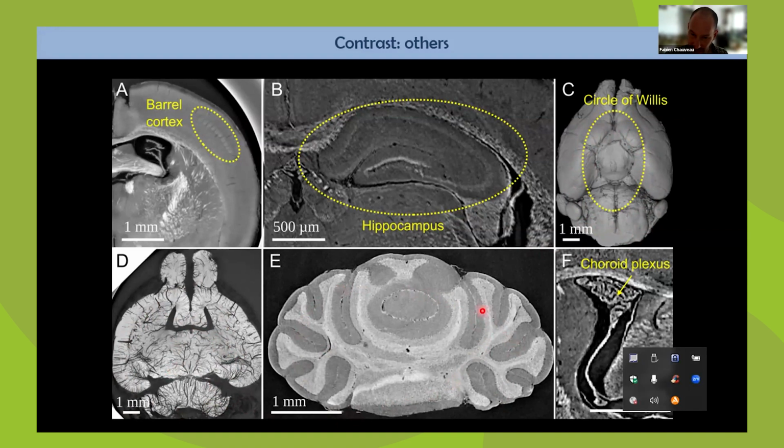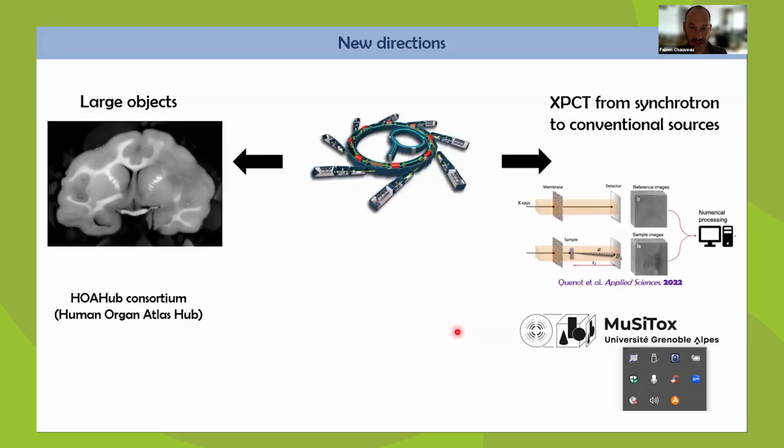Also, the cerebellum will always give you really nice images where you are able to differentiate the different structures. And finally, beautiful images of the choroid plexus, which you can look at and maybe segment in 3D. And I know there is ongoing work from other teams on that topic.